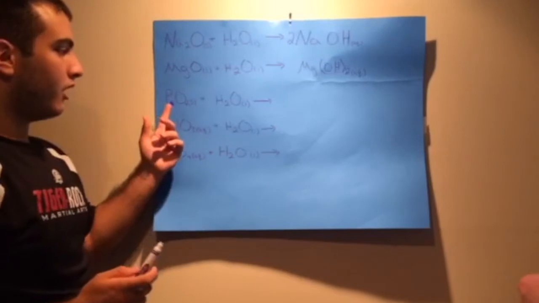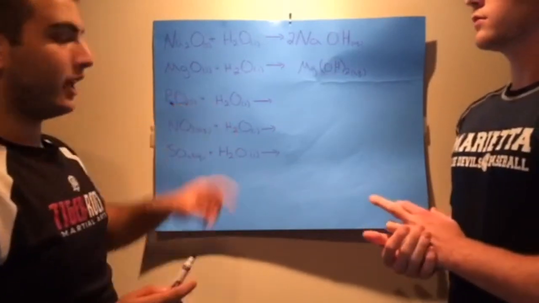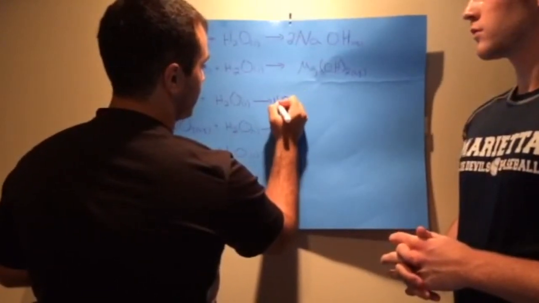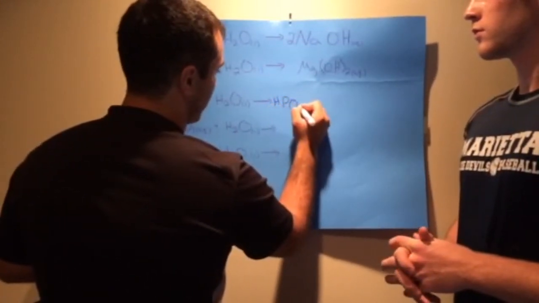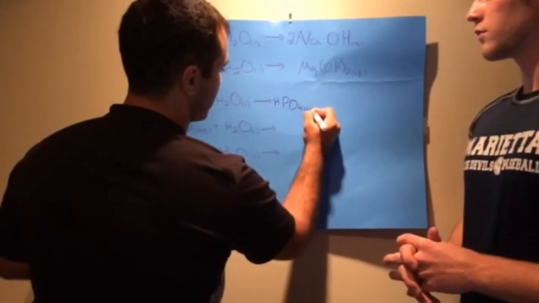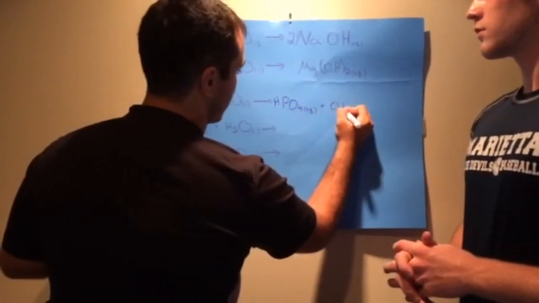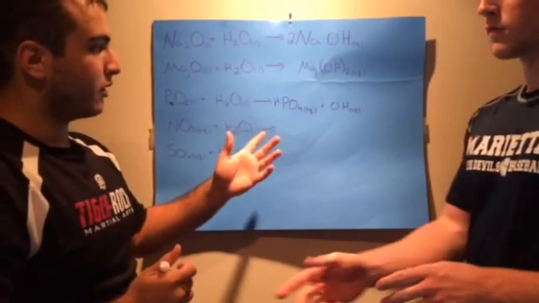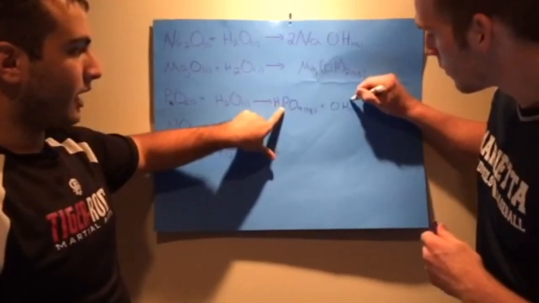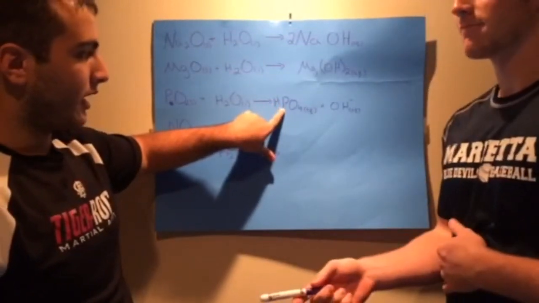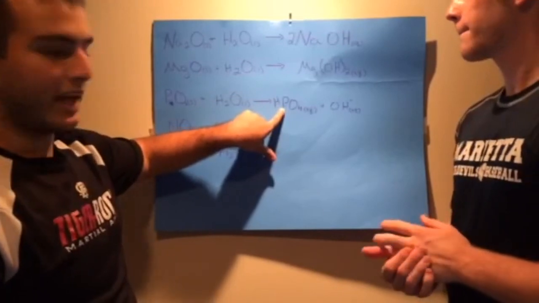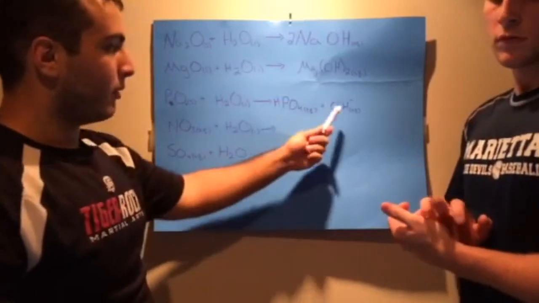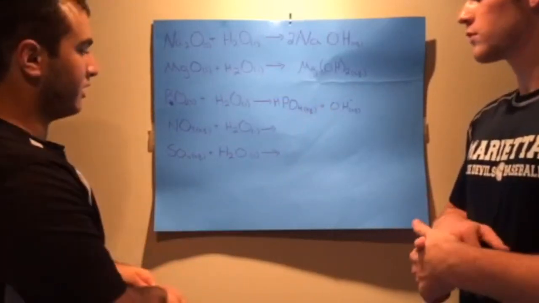For the next 3, phosphate reaction with water is going to give us hydrogen, and then PO4 is going to be aqueous, plus hydroxide, which will also be aqueous. So for this one, we're going to get phosphoric acid. It's going to lower its pH level, and it's going to be an acidic solution. We're also going to have an extra hydroxide left to balance out the equation.